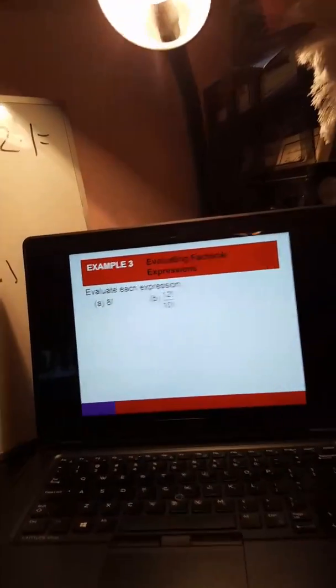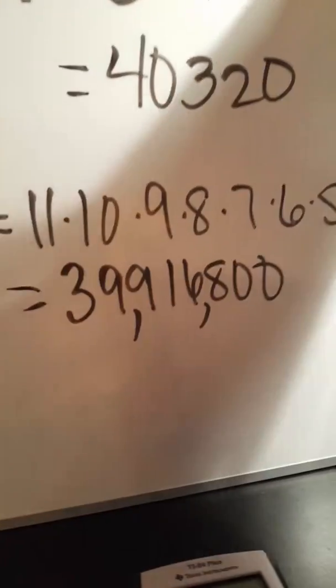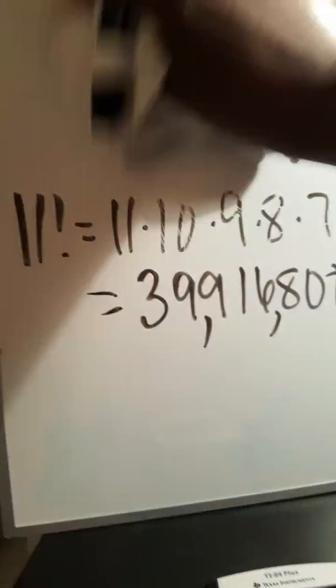All right, so let's look at this other example that we're looking at: 12 factorial over 10 factorial.